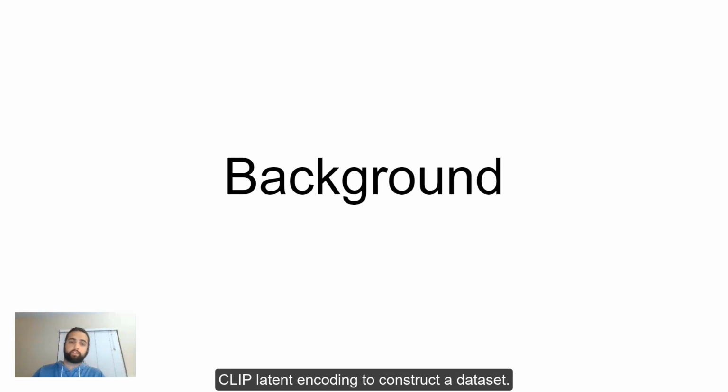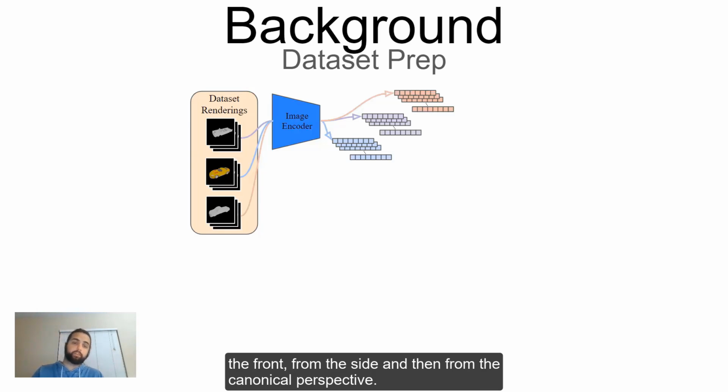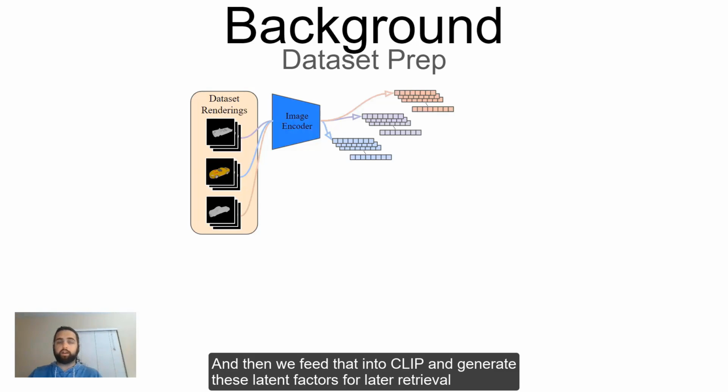For the background, we will discuss the dataset construction and how we use CLIP latent encodings to construct this dataset. We take ShapeNet, and for every mesh in ShapeNet, we render it 3 times: from the front, from the side, and then a canonical perspective view. And then we feed that into CLIP and generate these latent vectors for later retrieval.